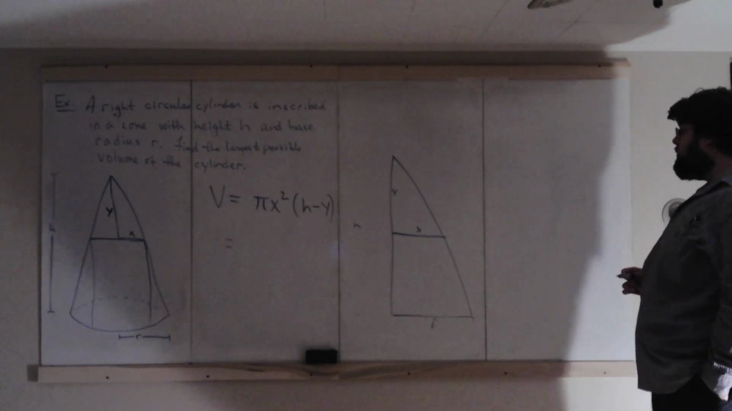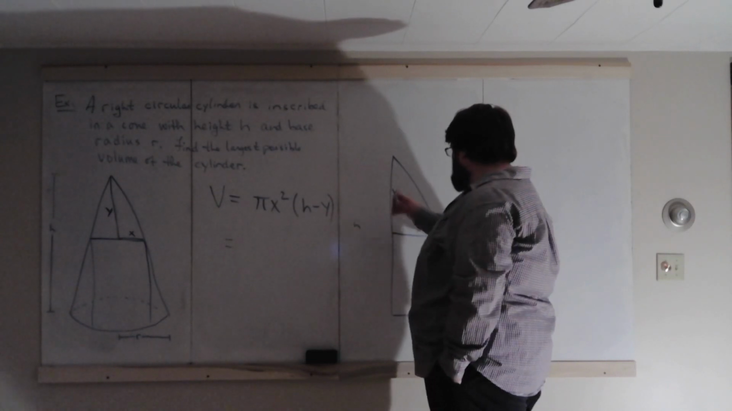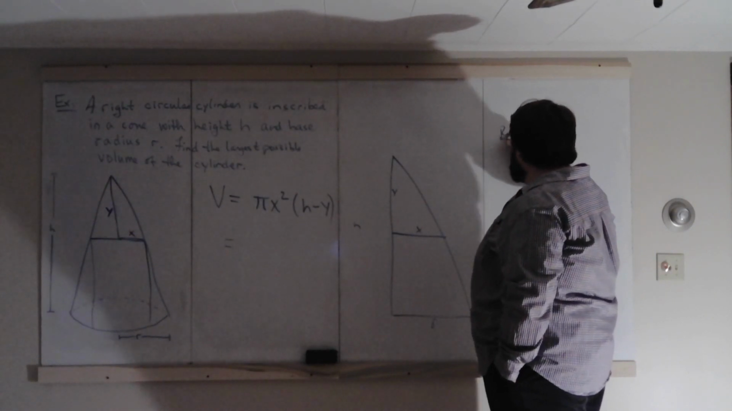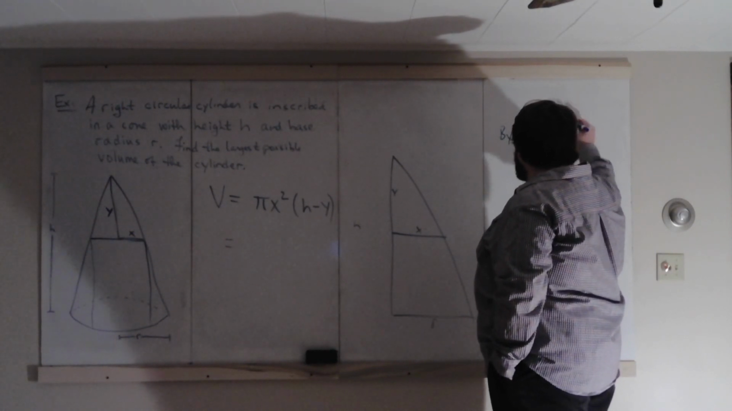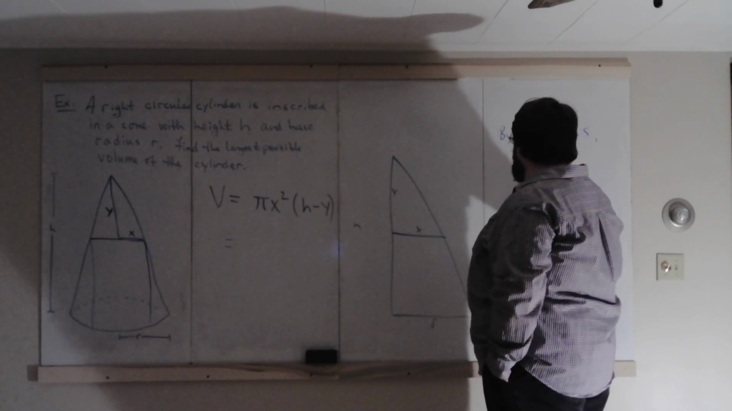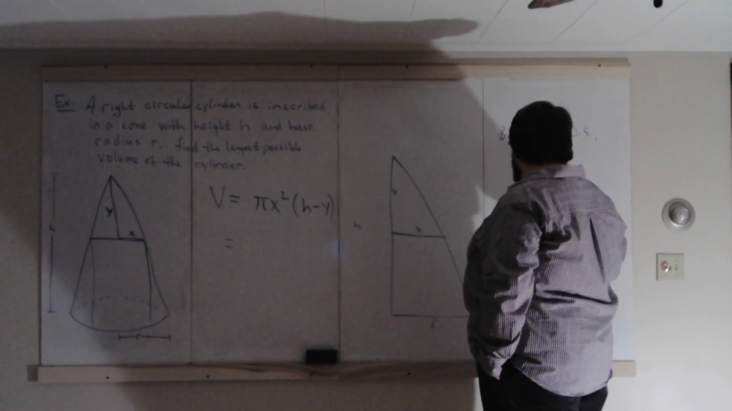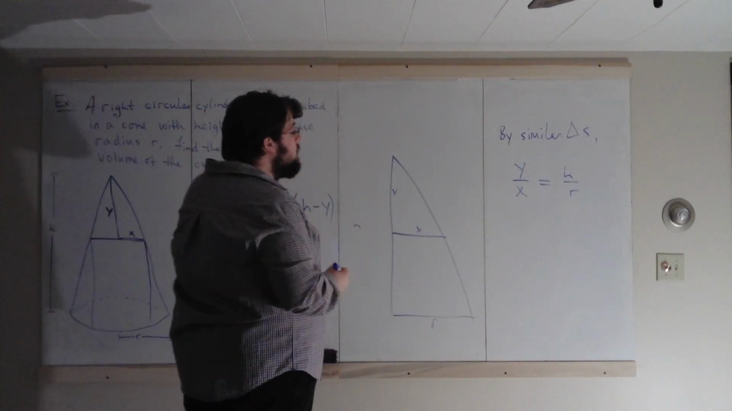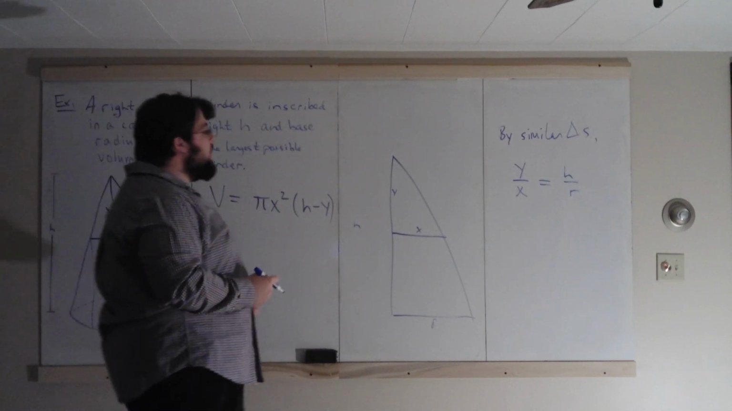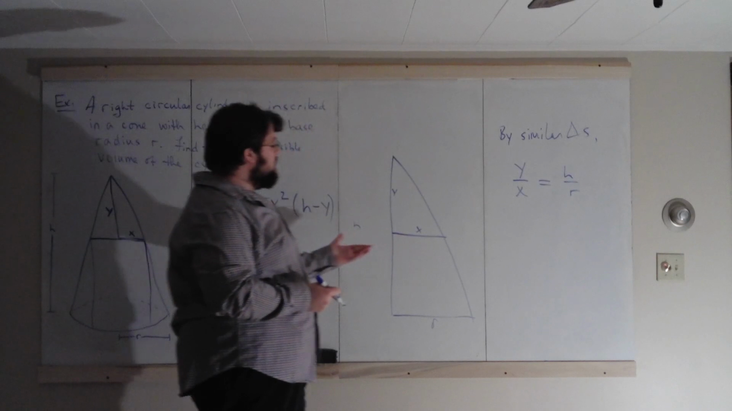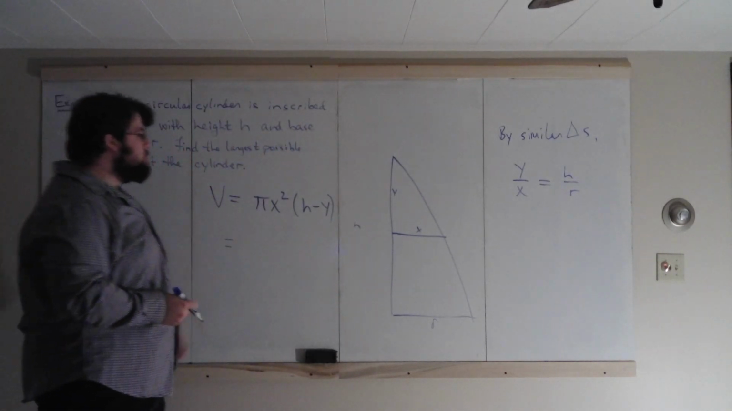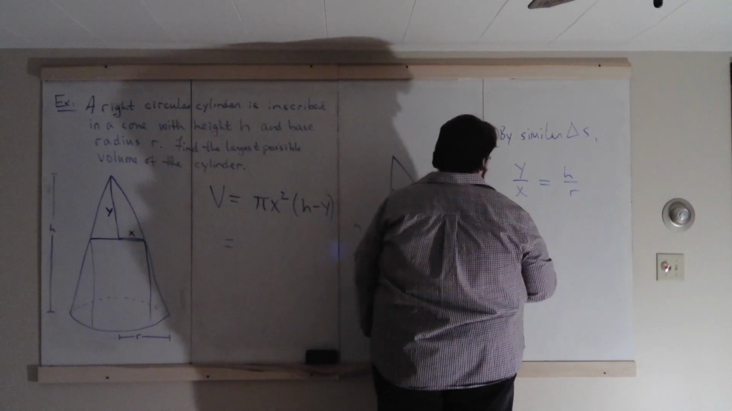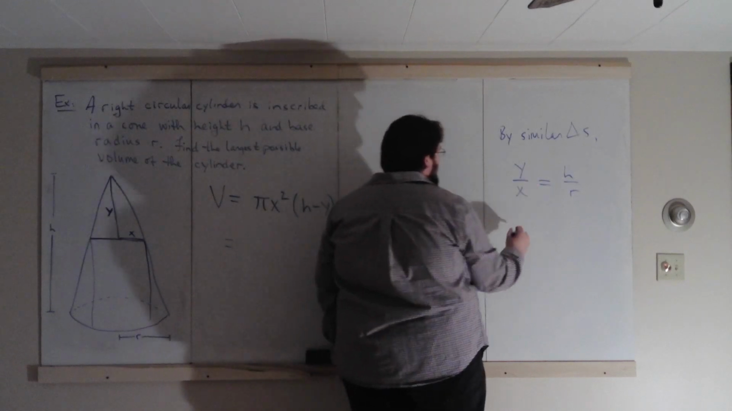Which ratio will we use? Well, let's do this side over this side, the big side over the big side. So by similar triangles, we have y over x equals h over r. Keep the sides in order, but y over x equals this side over that side. And we can use this to find a relation between y and x. You could use other similarity ratios if you want. I'll just use this one. Our goal with this is going to be to eliminate a variable. I like eliminating y, so let's solve this for y.